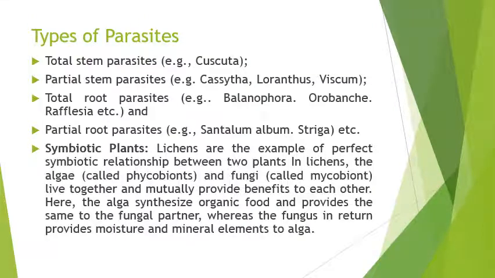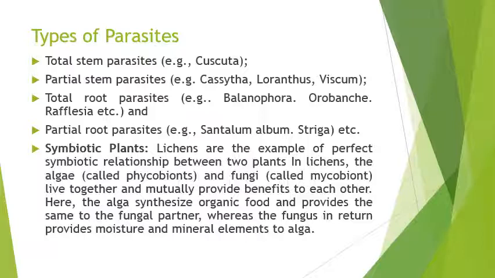Parasitic plants are further of different categories. Total stem parasite, for example, Cuscuta. Partial stem parasites, for example, Cassytha, Loranthus and Viscum. Total root parasites are Balanophora, Orobanche, Rafflesiaceae, etc. And partial root parasites are Santalum album or Striga, etc.